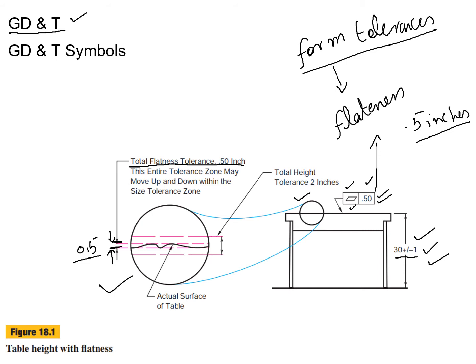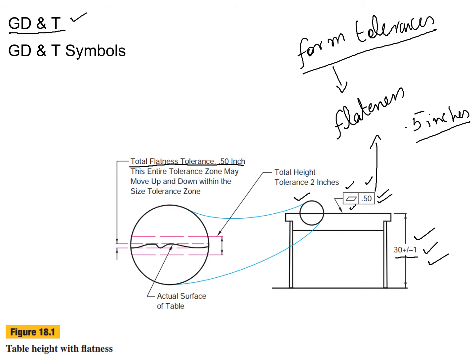So the surface of this table should lie between these two lines. If it is between these two lines, in the envelope, this is normally called the envelope, if it is in this envelope, the flatness, then it's okay. But if it is not in this envelope, then it is not okay. So this is how we define different types of form tolerances, location tolerances, and profile tolerances.